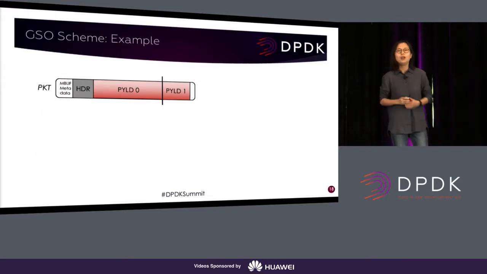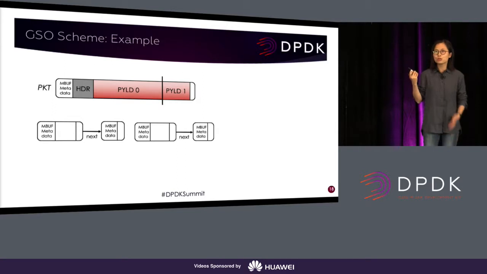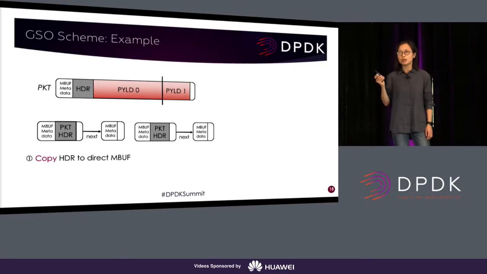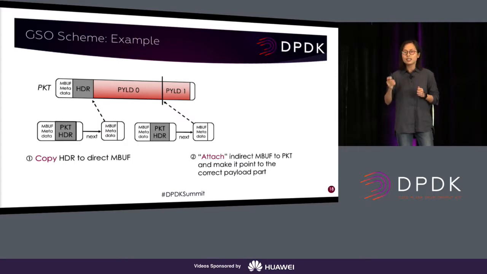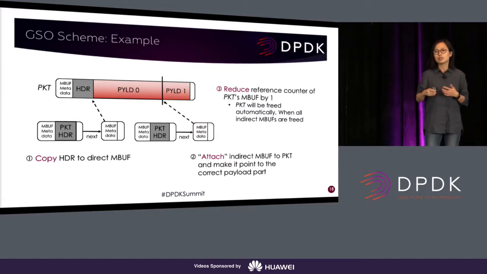Let us see an example. In this slide, we have one packet, and assuming it can be split into two segments. So we need two-part mBuf to organize the two GSO segments. In the first step, we will copy the header into the direct mBuf. And then we will attach the indirect mBuf to the packet, and make it point to the correct payload position. And finally, we will reduce the reference counter of the packet to segment. After this step, when all indirect mBuf are freed, the original packet will be freed automatically.